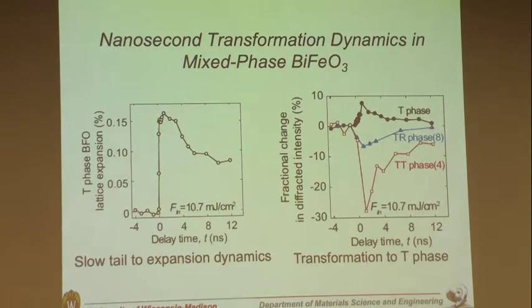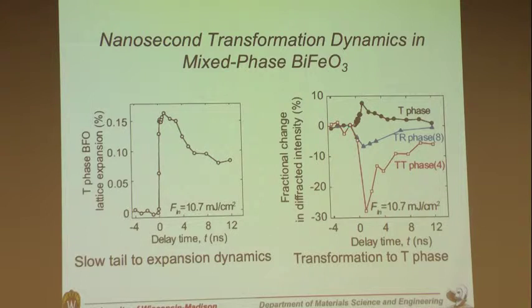So this part we understand. That's the electronic effect going away, the little carrier recombination. This seems a little slow, right? Didn't I just tell you that 8 picoseconds was how long it took to expand, and now it's going to take a nanosecond to expand? A little weird. Let's look at the change in diffracted intensity.